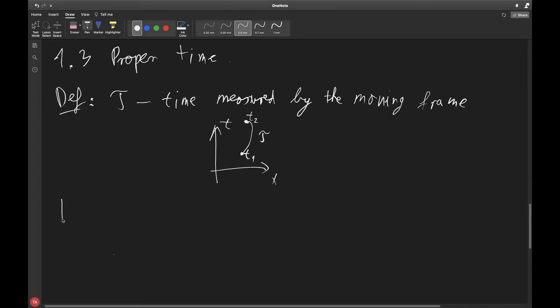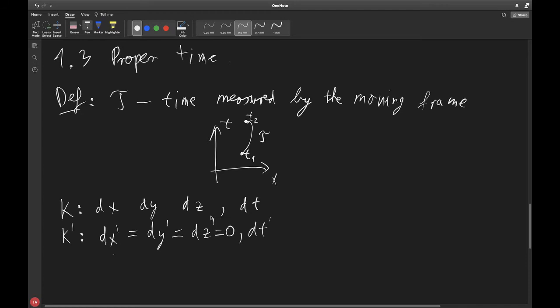So let's just remind ourselves again that we have two coordinate systems, K, in which we have x, y, z, and t as the parameters, and we have the K prime system or frame, in which we have x prime, y prime, z prime, and t prime. The definition of K prime was that we are sitting on the object, and so we are moving together with the moving object, and so that means that the differences between the coordinates between us and the moving object is going to be zero. So dx prime, dy prime, and dz prime are all zero, and dt prime is the only non-zero parameter in this K prime system.